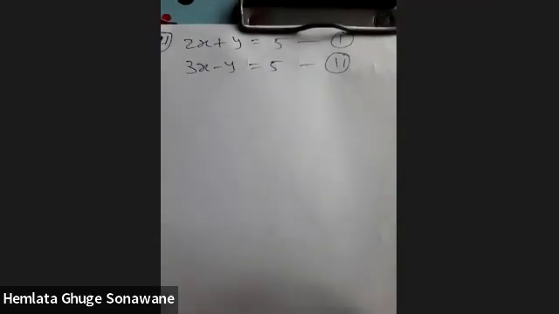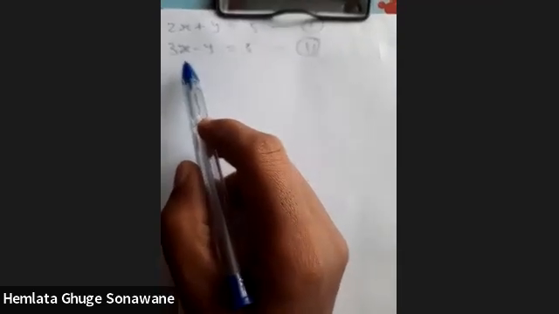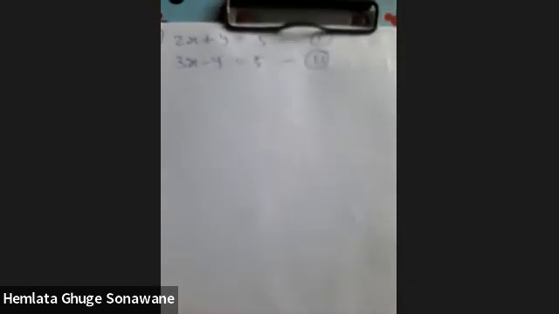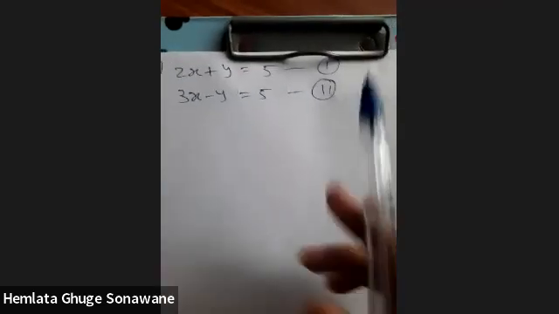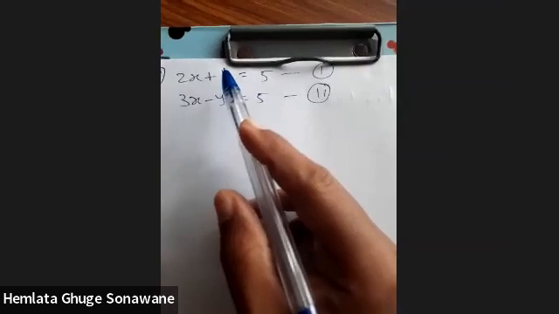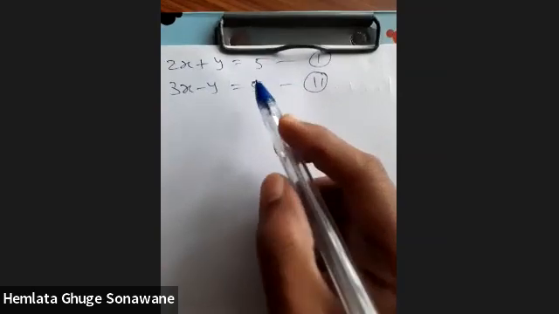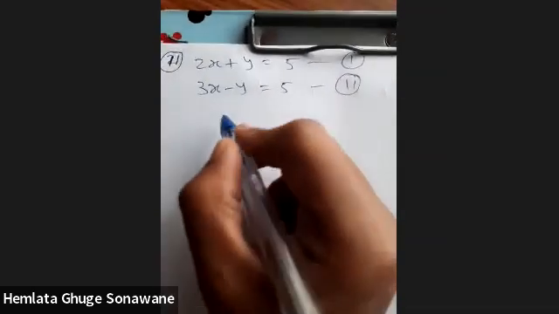Okay, we'll move towards the second example. That is 2x plus y is equal to 5. Equation number 1 we mark, and the second is 3x minus y is equal to 5. That is our equation number 2. Now here we can eliminate y. So no need to multiply any equation with any number. So we'll add equation 1 and 2 here.